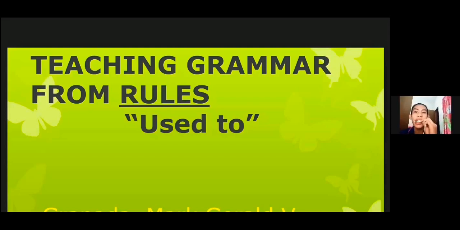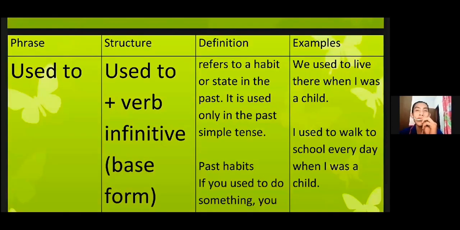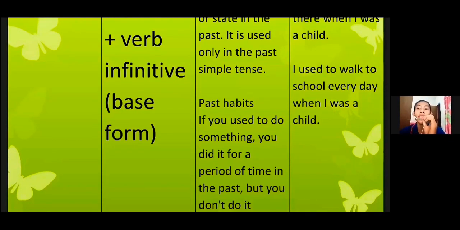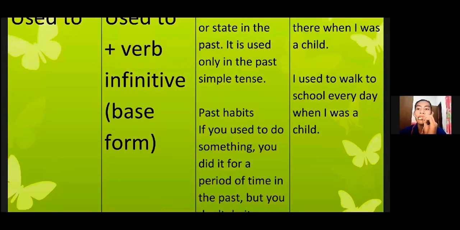Okay. Today we are going to study teaching grammar from rules, especially the phrase used to. Used to refers to a habit or state in the past. It is used only in the past simple tense. You did it for a period of time in the past, but don't do it anymore. So past habits are your past activities or past hobbies that you did before, but you're unable to do today.